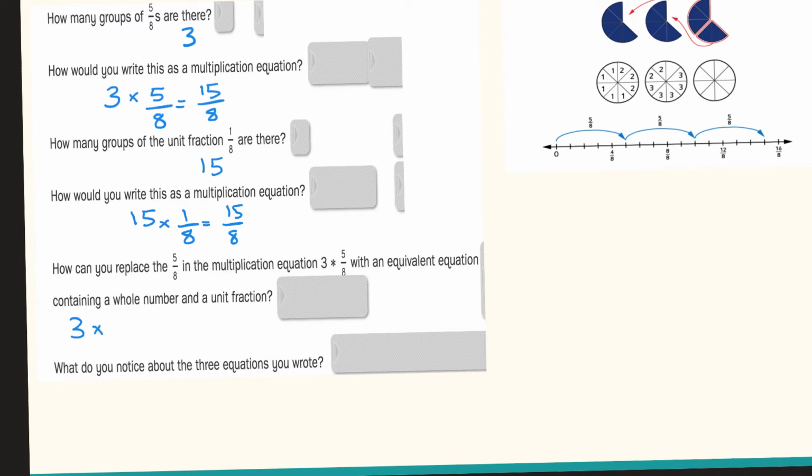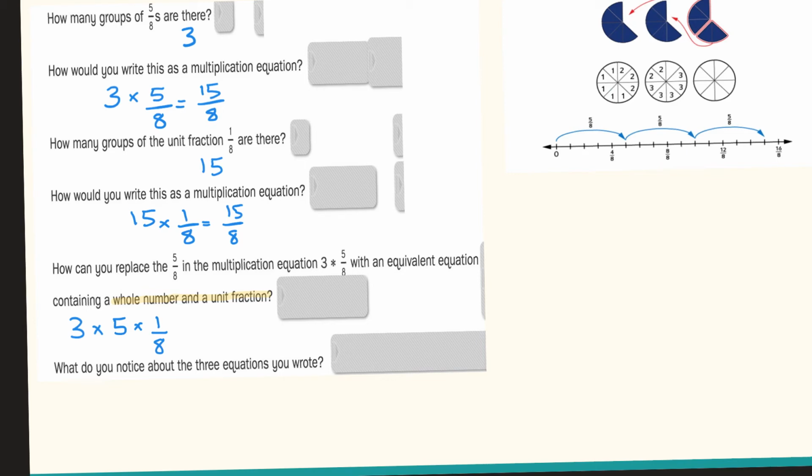3 times something, but they want you to turn this 5/8 into a multiplication where you do a whole number times the unit fraction, okay, which is what this part here is. They're asking you to do the whole number and a unit fraction. Okay, so let's think about that. So if I were to turn 5/8 into a whole number times a unit fraction, that would be 5 times 1/8.